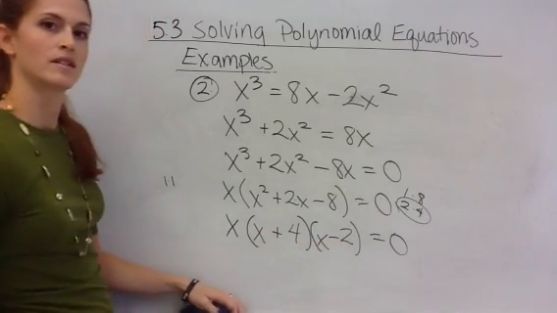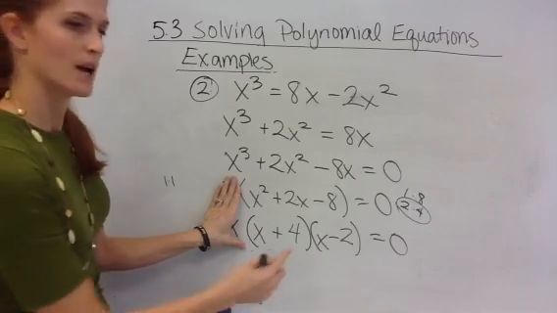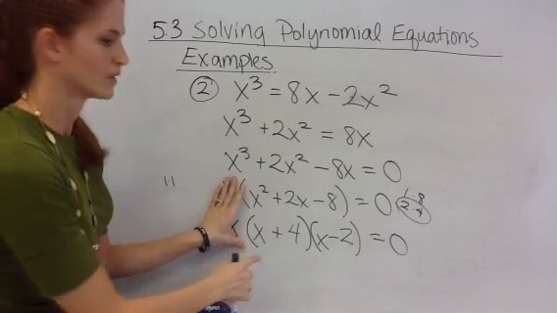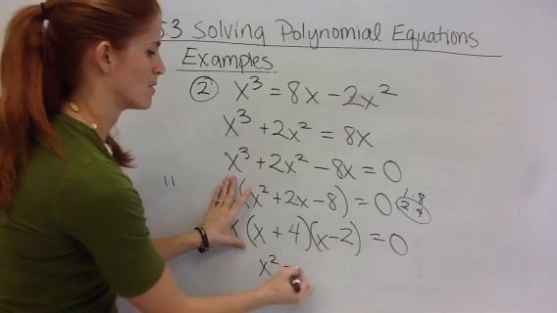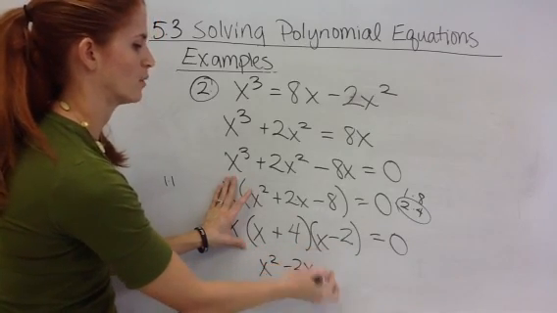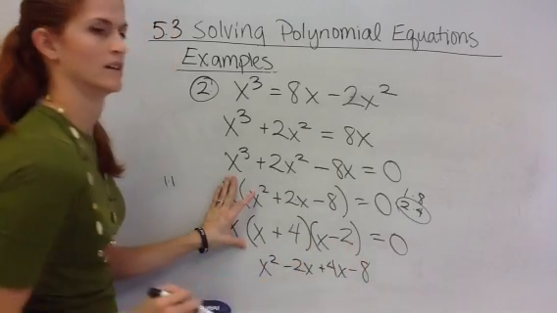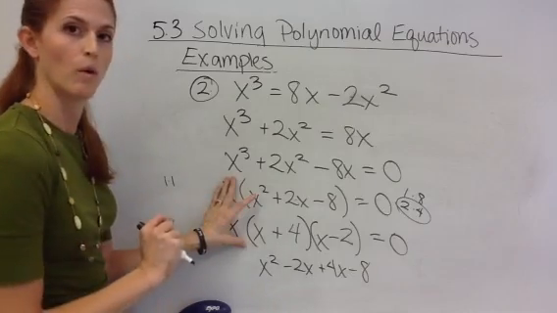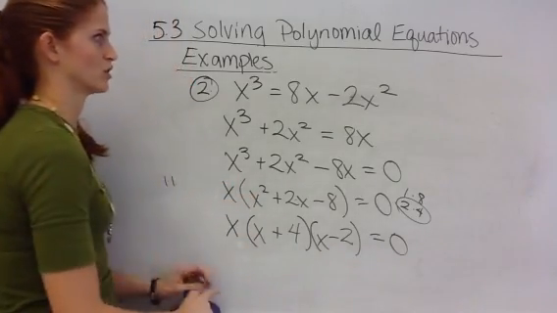Let's try this. Just for a minute, I'm going to ignore this x out front. And I'm going to go ahead and FOIL these together to see if I get what's inside here. So x times x gives me x squared. This is going to give me minus 2x. That will give me plus 4x. And this gives me a negative 8. When I combine these two terms, I get a positive 2x, which is what I want in the middle. That means that I factored this correctly.